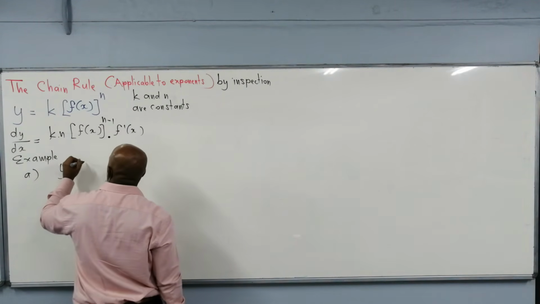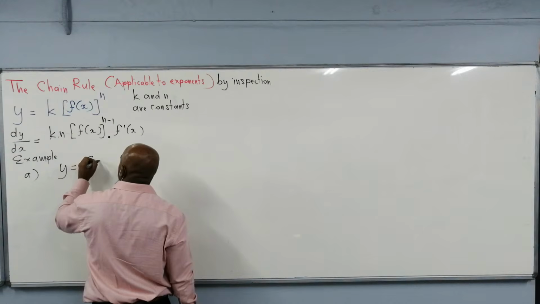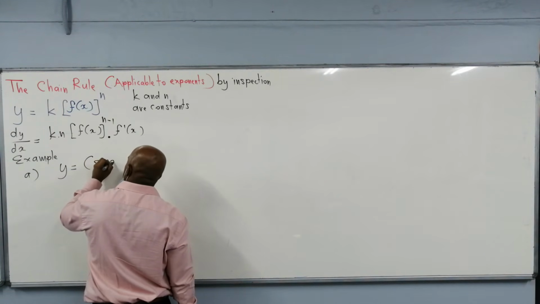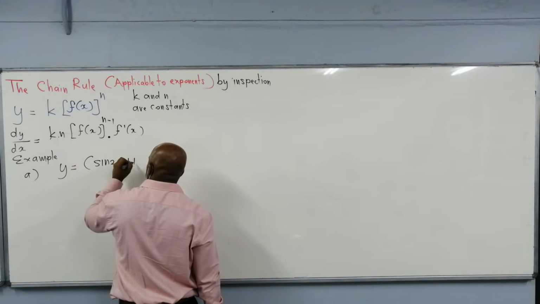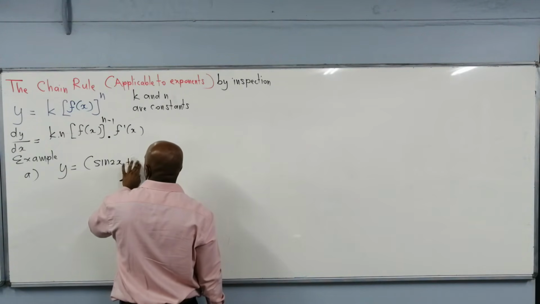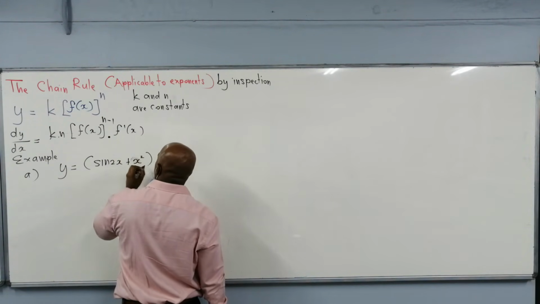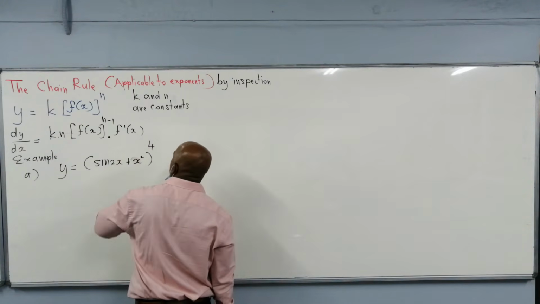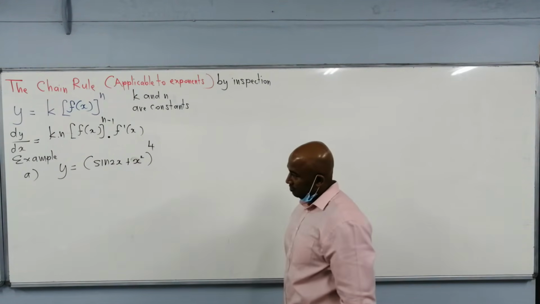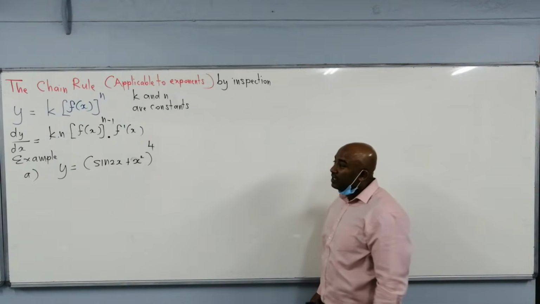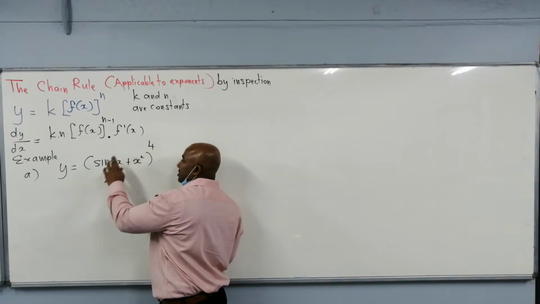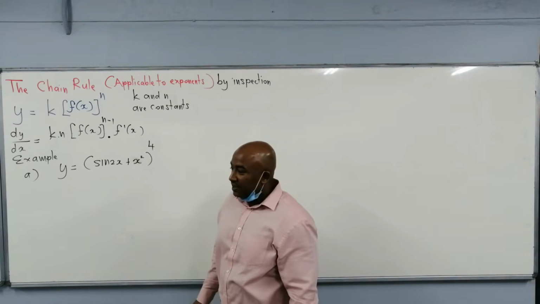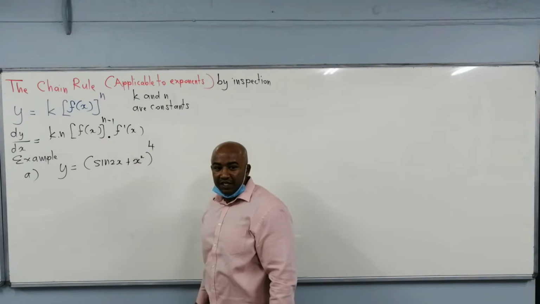Let's say y is equal to sine 2x plus 1. Okay, let's go for sine 2x plus x squared, all raised to the power 4. If I want to differentiate this, obviously a grade 12 student won't be able to deal with it because of the trig function, yeah?